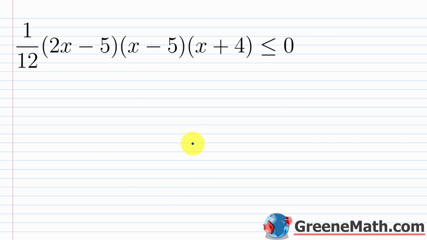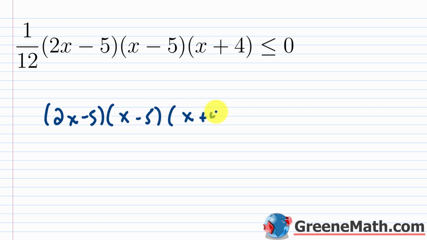All right, let's take a look at another example. So here we have 1/12 times the quantity 2x minus 5 times the quantity x minus 5 times the quantity x plus 4 is less than or equal to 0. The first thing I would do here is get rid of this 1/12. It's not going to change your answer. So 2x minus 5, that quantity, and then times the quantity x minus 5 times the quantity x plus 4, multiplying both sides by 12, that's not going to change the solution at all.